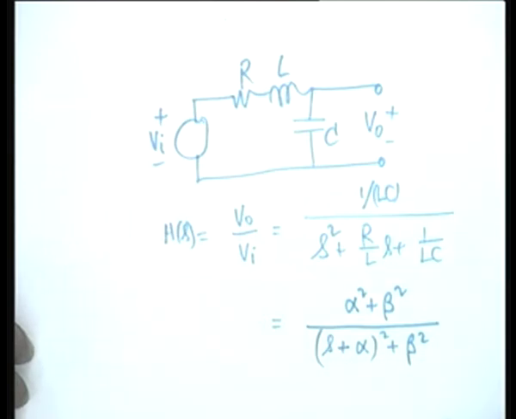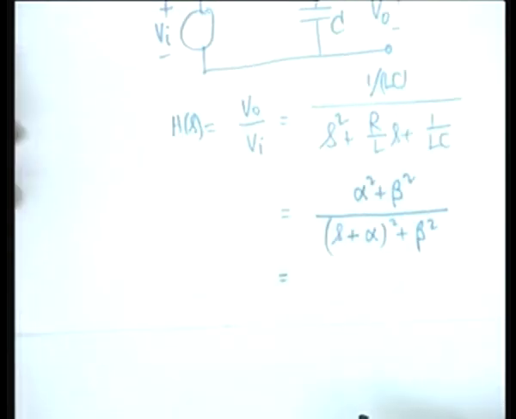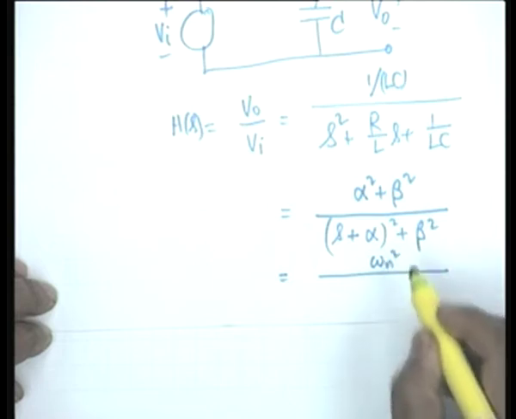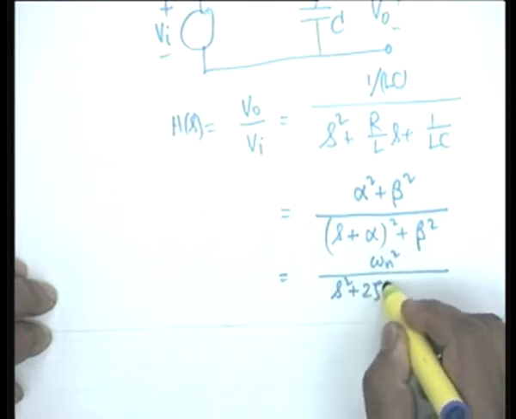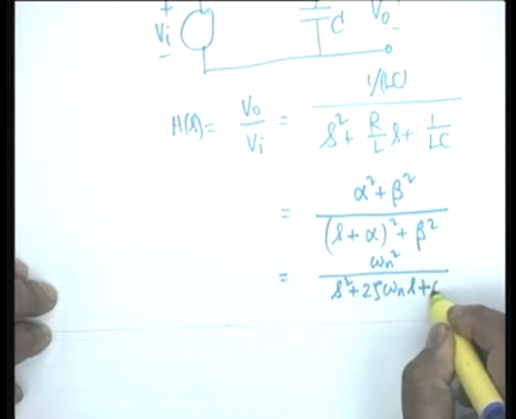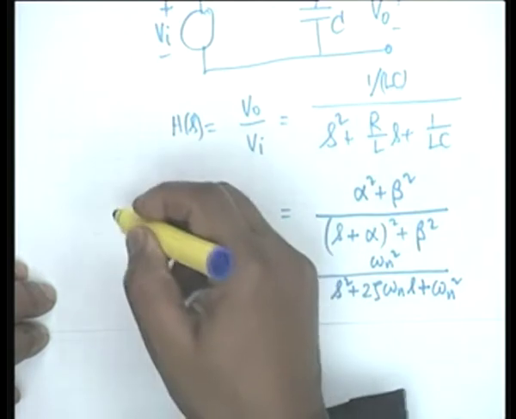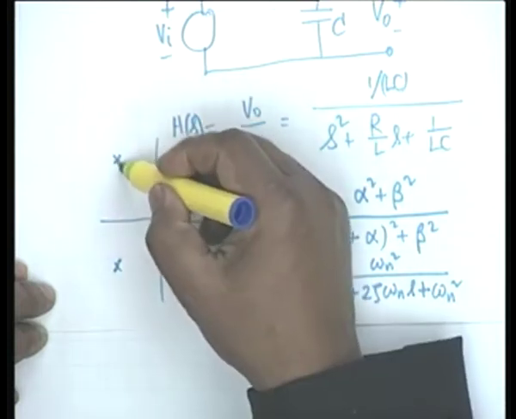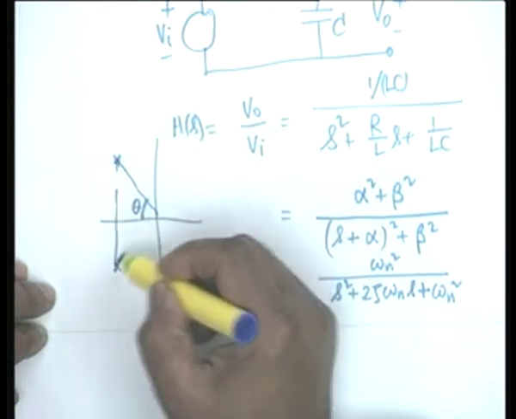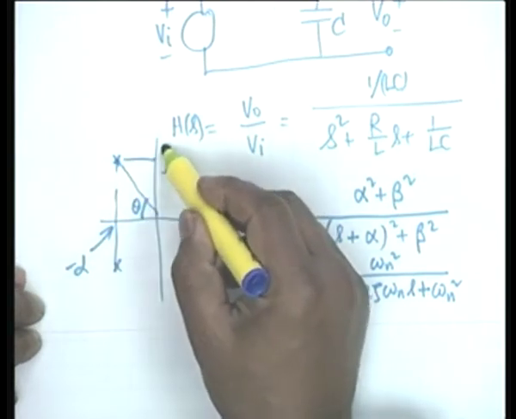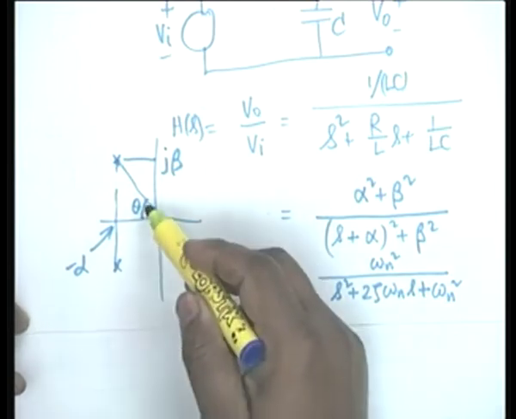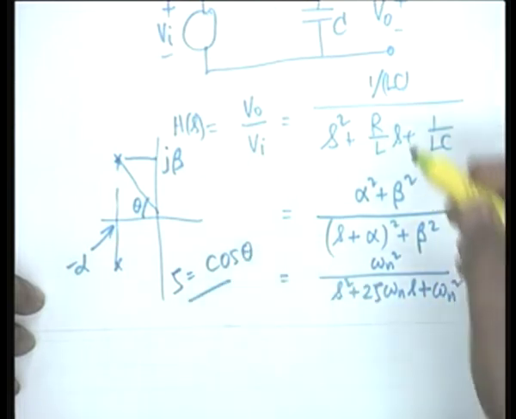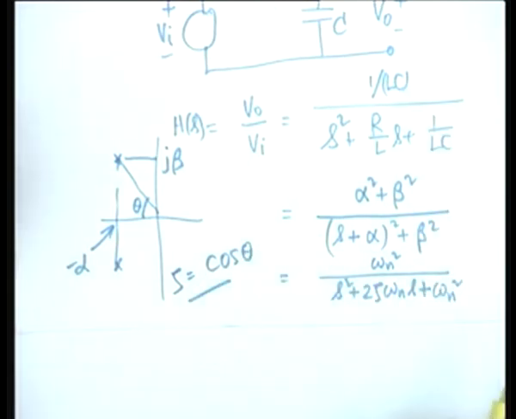We also put it in a slightly different form in terms of omega n and zeta, and we showed that this is omega n squared divided by s squared plus twice zeta omega n s plus omega n squared, where zeta is defined as the cosine of the angle theta. This is minus alpha and this is plus j beta. Theta is defined as the cosine of this, zeta is defined as the cosine of this angle theta. These are the three different forms for representation of the same transfer function.